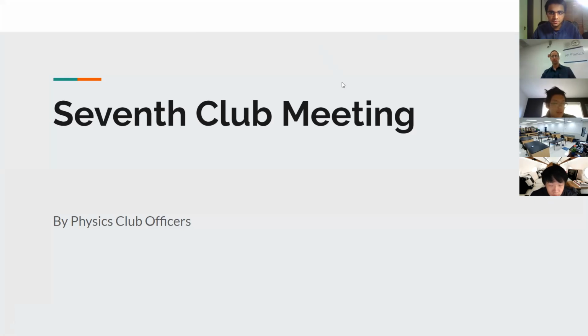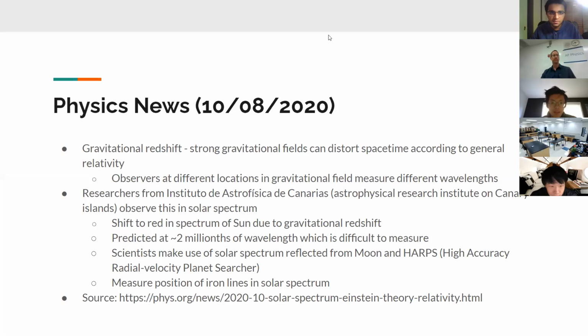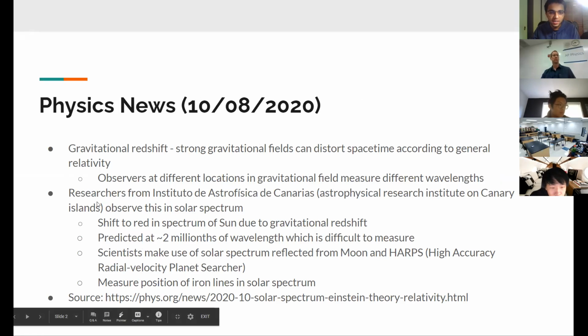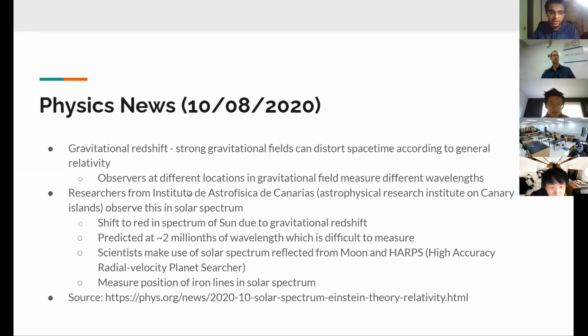So let's start with our photo and our news. Today our news is regarding gravitational redshift, and it's about general relativity. Gravitational fields can distort spacetime in general relativity, right? Researchers from the Institute of Astrophysics in the Canary Islands were exploring this. They were seeing a shift to longer wavelengths in the spectrum of the sun, predicted at about 2 millionths of a wavelength by Einstein's calculations. And this is difficult to measure.